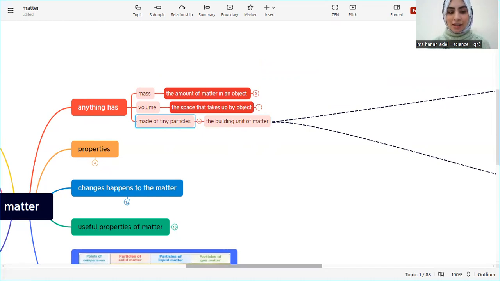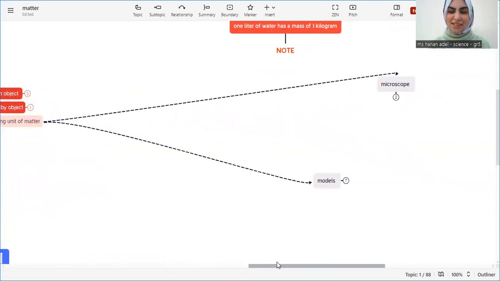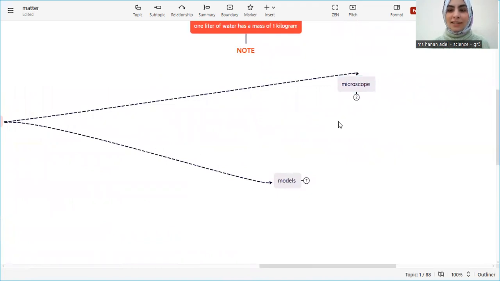And this tiny particle here, we can't see them with our eyes, so we need a microscope to see them. And if we need to teach them to other students, we need to teach them using a model. Because they can't see them, using a model will make things better.